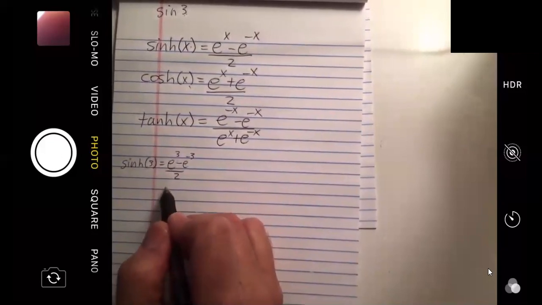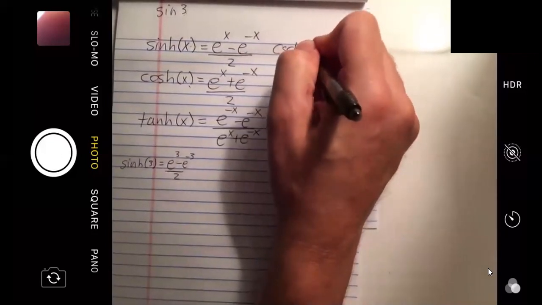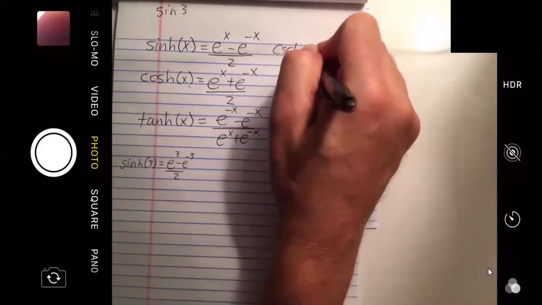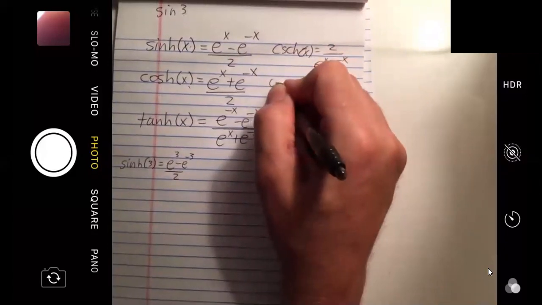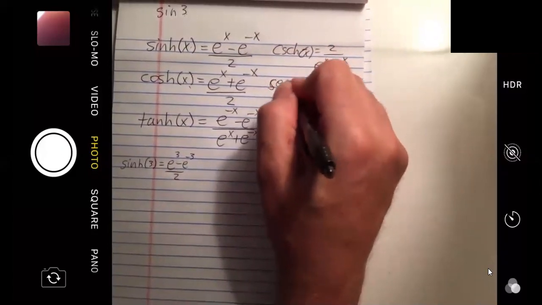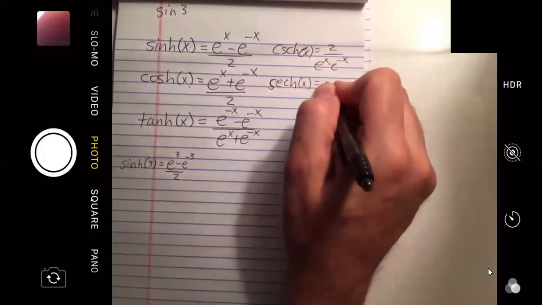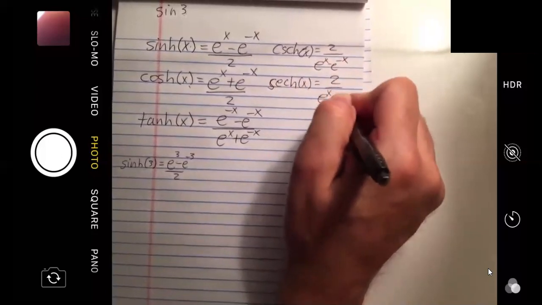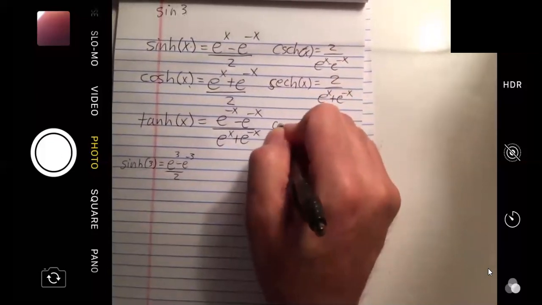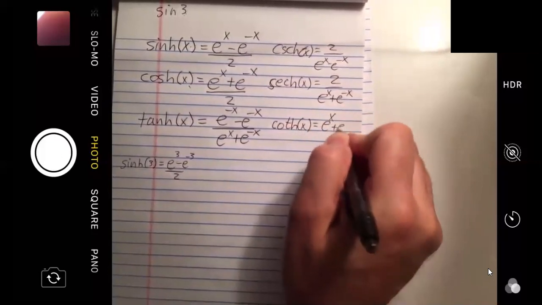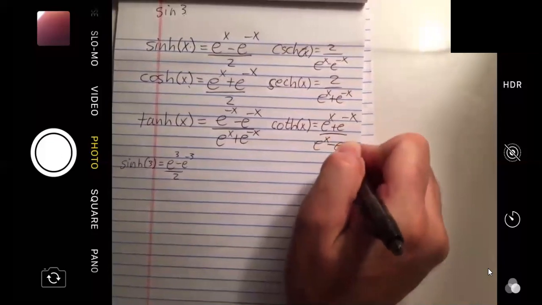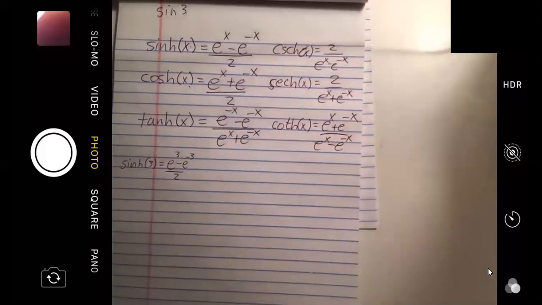So yeah, it gets a little tricky. If you want the other 3, the cosec, hyperbolic cosecant, they just flip it: 2 over e to the x minus e to the negative x. The hyperbolic secant, the sech, 2 over e to the x plus e to the minus x, and the hyperbolic cotangent, coth you could call it, e to the x plus e to the minus x over e to the x minus e to the minus x. Even though, again, I have no idea what any practical application of any of them are.